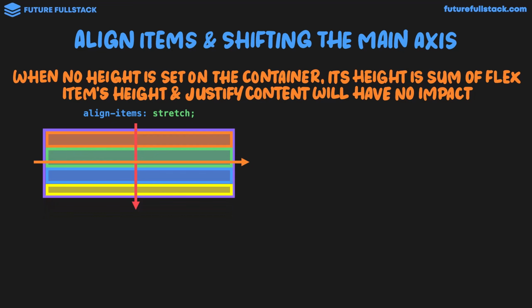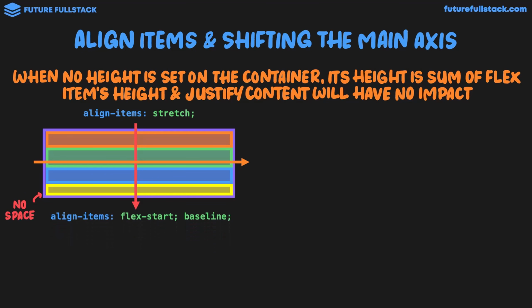The default value stretch means that our flex items will now stretch the entire length of the cross axis. But because the cross axis is now running from left to right, they're being stretched horizontally. And because the height of the flex items is setting the height of the entire container, there is no space vertically, which means justify content will have no effect.